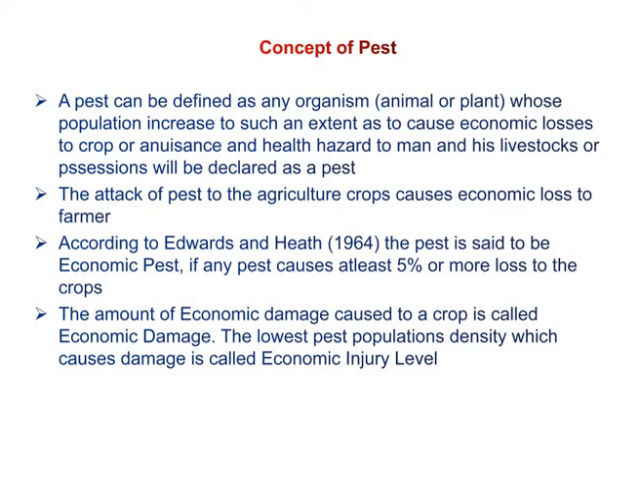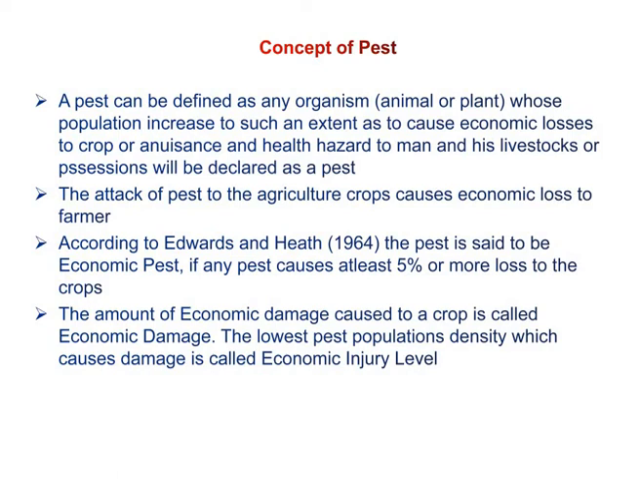Here, the amount of damage caused to the crop is called economic damage, and the lowest pest population density which causes the damage is called the economic injury level. This varies from crop to crop, area to area and season to season.